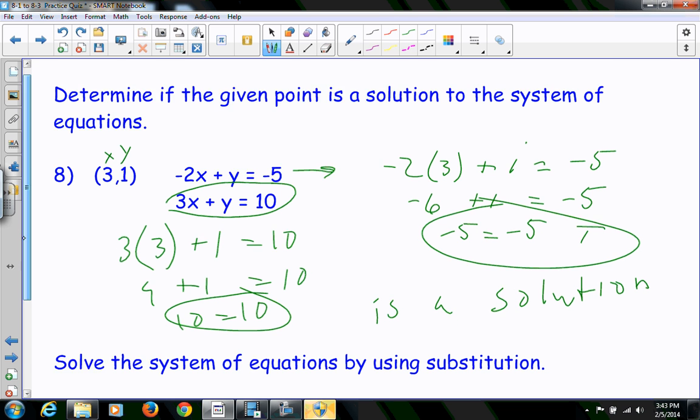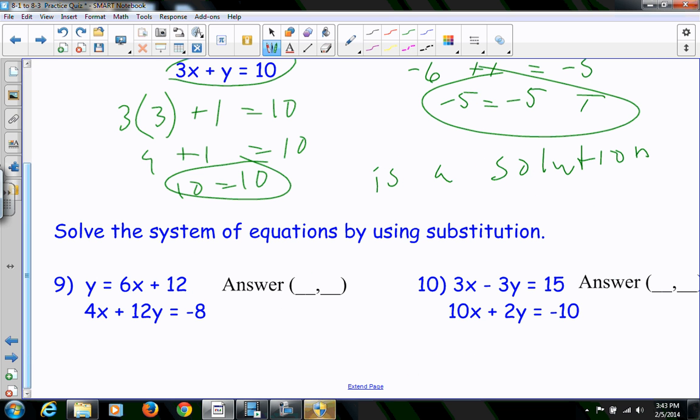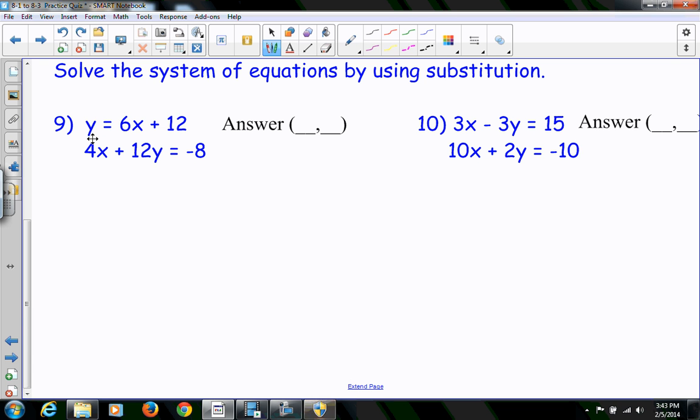All right. Last one, substitution. I'm going to go ahead and do the one on the right here. Remember, your first step is to pick an equation and solve for a variable. In this one, it's already done for you. If you look at question 10, you would have to pick one of these and solve for x or y. But this one we don't have to do that because it's already done for us. So what that means is I can take this and plug it right in for y. So I got 4x plus 12 times my y value, which is instead 6x plus 12.